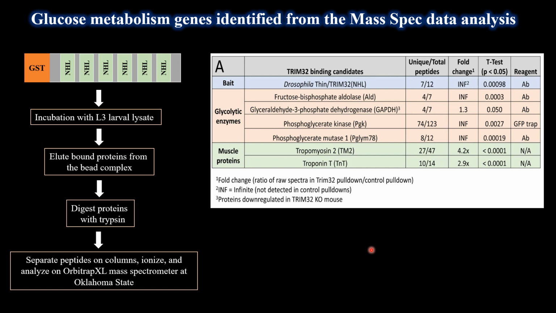Another protein that we identified out of the mass spec data was tropomyosin 2 and troponin T, which are known targets of the human TRIM32 protein. So this was really comforting because it provides strong evidence that the two proteins, although from different species, are functionally conserved.